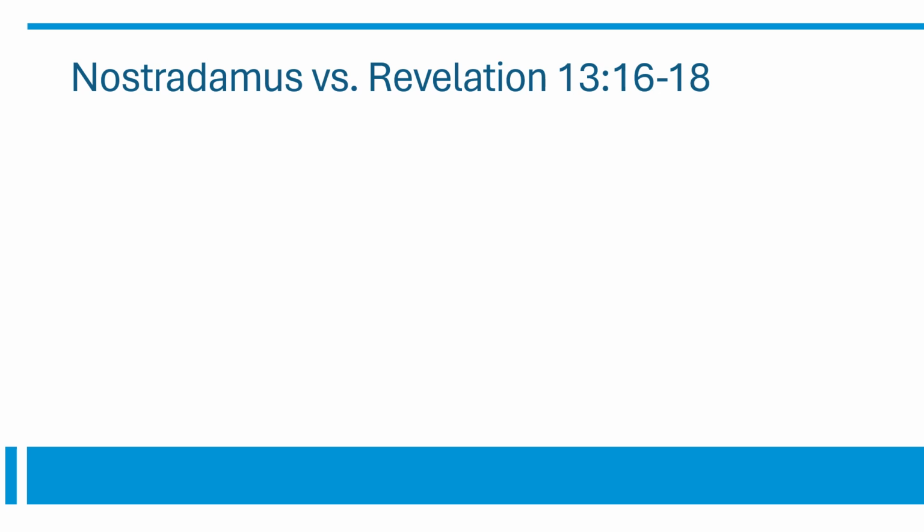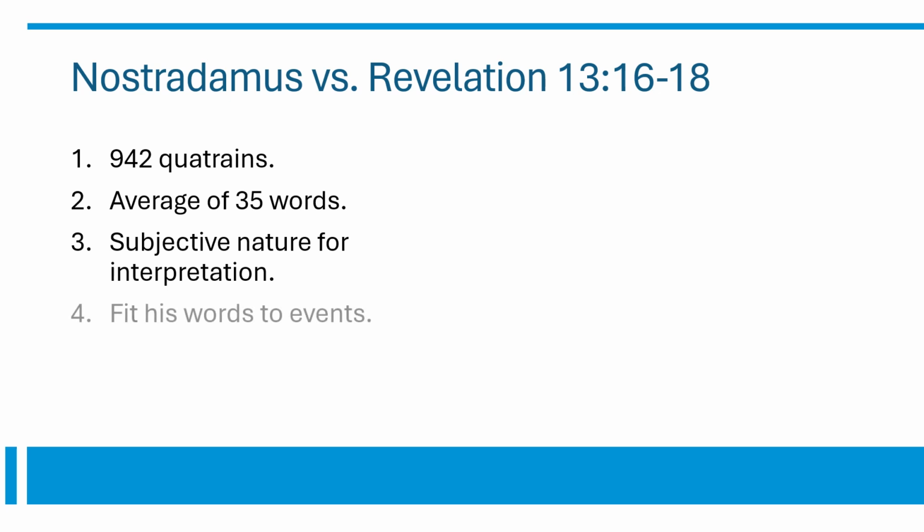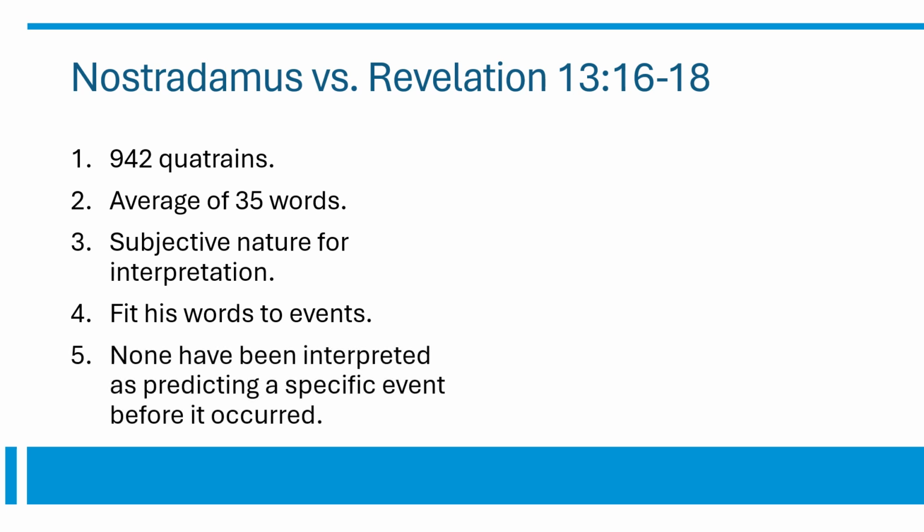Many anti-Christians will claim that Nostradamus also made fulfilled prophecies. Nostradamus published 942 quatrains, averaging about 35 words each. Many claim that some of these have been fulfilled. However, due to the subjective nature of these interpretations, no one completely agrees on what was predicted. Today, his reputation is largely manufactured by modern-day supporters who fit his words to events either in the past or immediate future, when such events become predictable. None of his prophecies have ever been interpreted as predicting a specific event before it occurred.